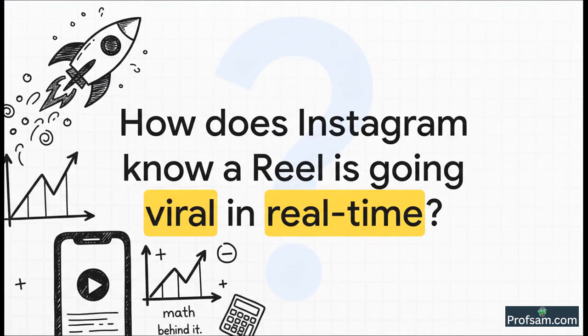You post an Instagram reel and suddenly the views just explode. It's just shooting up, right? Like a rocket. So how does the app know it's going viral at that very second? Is it some kind of magic? Or is there some serious math happening behind the scenes?